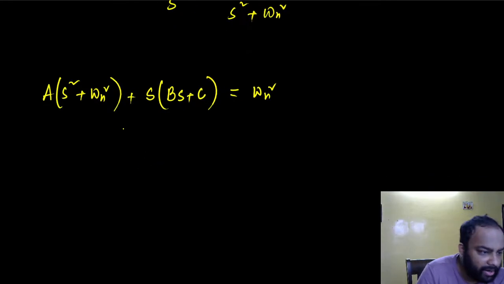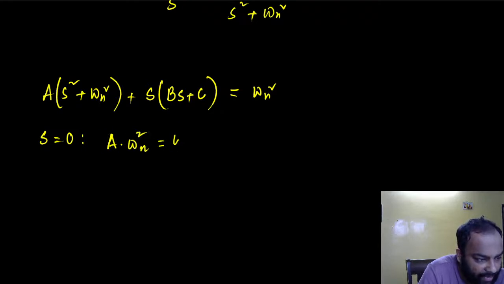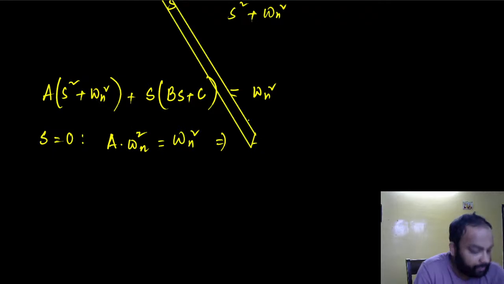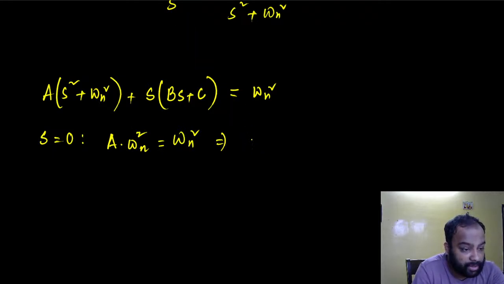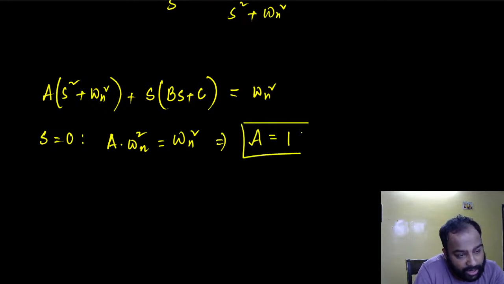Got it? All right, so let's choose a suitable value for s. Since it's true for every possible value of s, let's choose, for example, s equal to 0. If I choose s equal to 0, then this term vanishes. I have A multiplied with omega n square, and that gives me omega n square, which tells me that A will have to be 1. So right off the bat, we have figured out one of the factors, right?